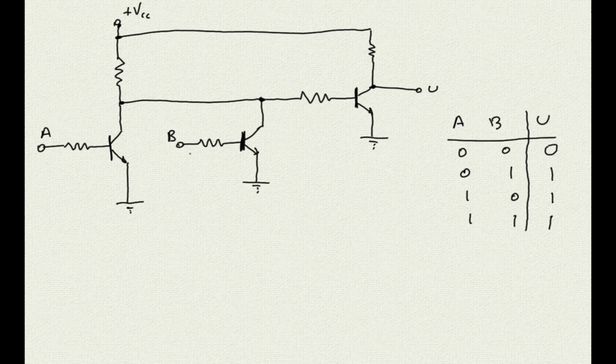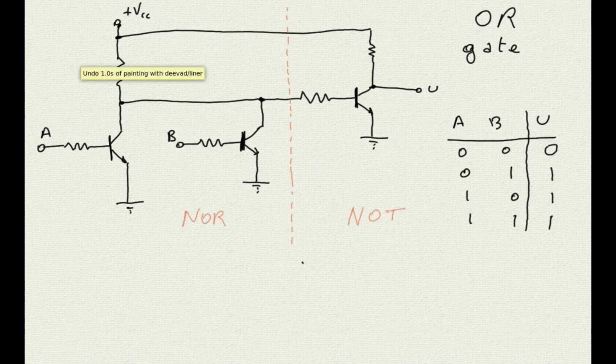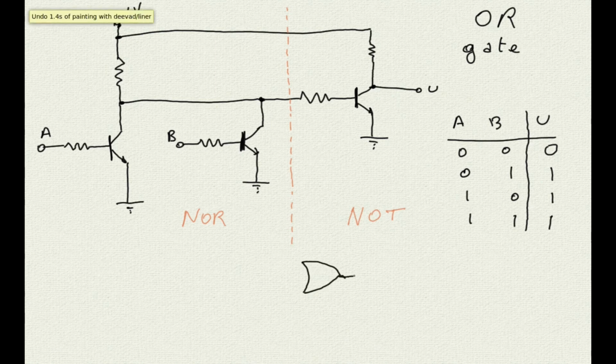And so, this time we have a 0 only when both inputs are at 0. We will have a 1 in all other cases: the OR gate. So, to make it more visible to you, here is also the line that separates the NOR part from the NOT part. And here is the symbol of the gate, which is the same as the NOR gate, but without the circle representing the NOT at its output.